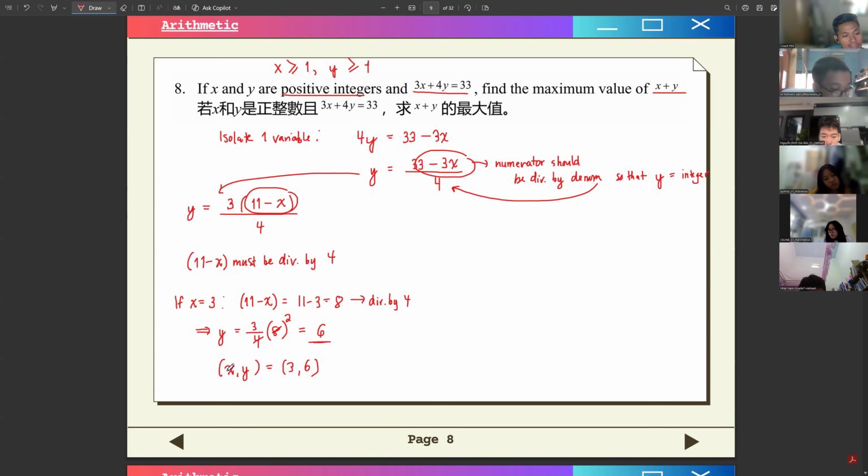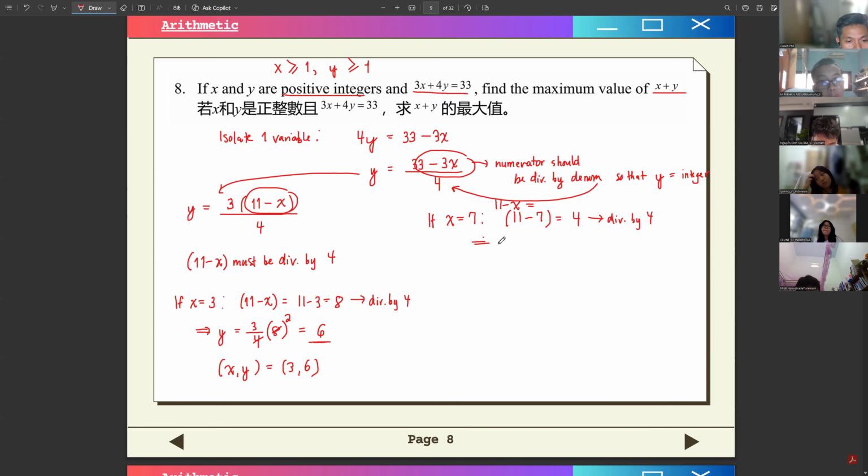Okay? X is 3, y is 6. So that's one possible value for x and y. What else? We can have x equal to 7. Why? Because 11 minus 7 is equal to 4. Right? So this is your 11 minus x, which is, of course, divisible by 4.